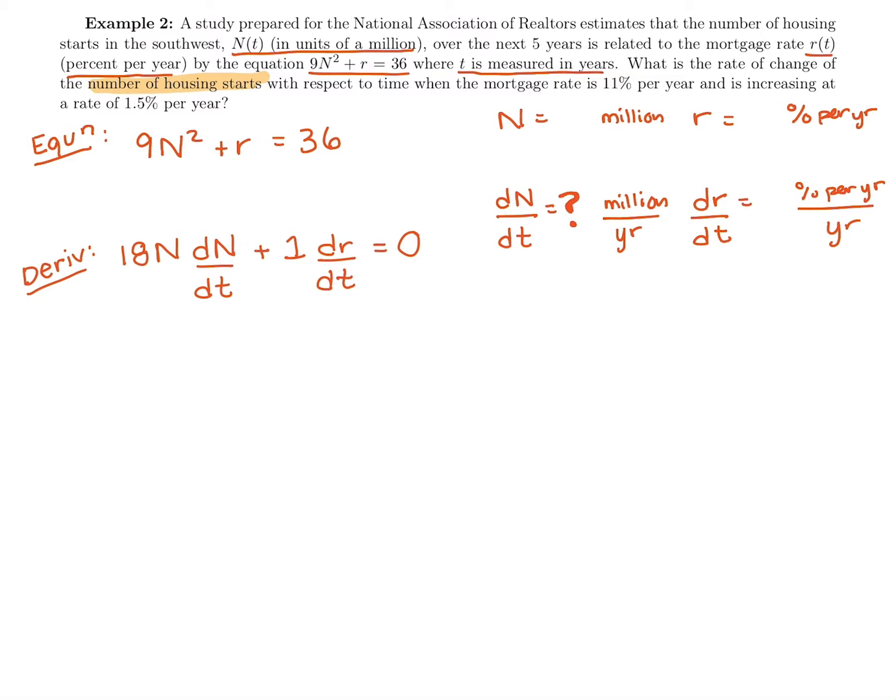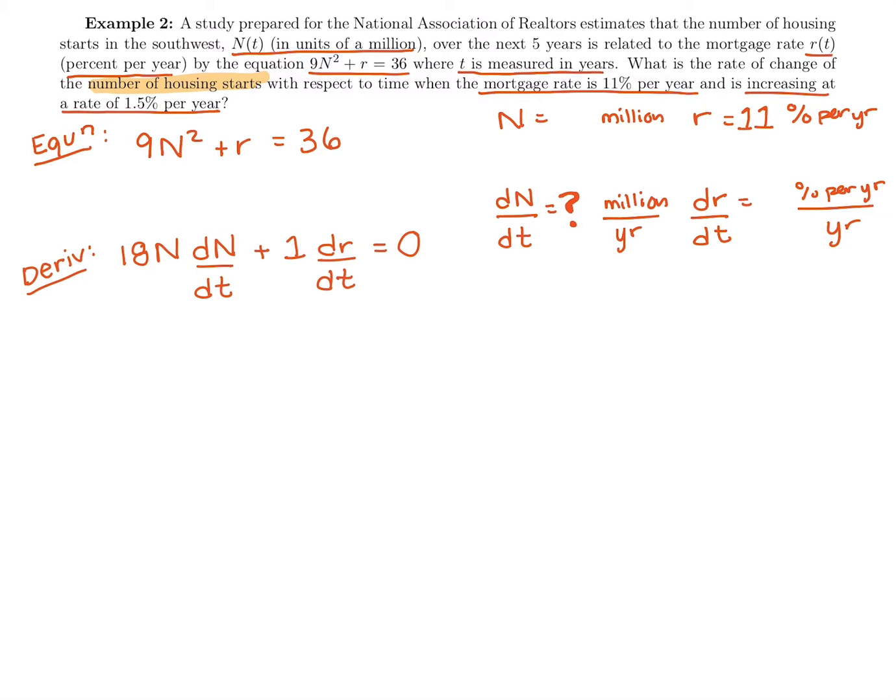With respect to time, when the mortgage rate is 11% per year and increasing at a rate of 1.5% per year. So we have to figure out which one of these, mortgage rate is at 11% per year and increasing at 1.5% per year, we want to figure out which one of these is R and which one's dr dt. Neither are going to be N because they're not measured in millions. So right now, the mortgage rate is 11%. That is our R.